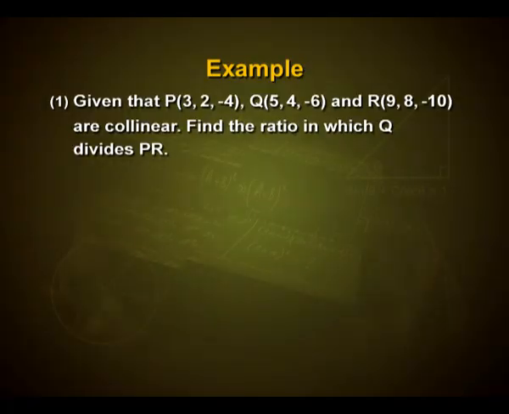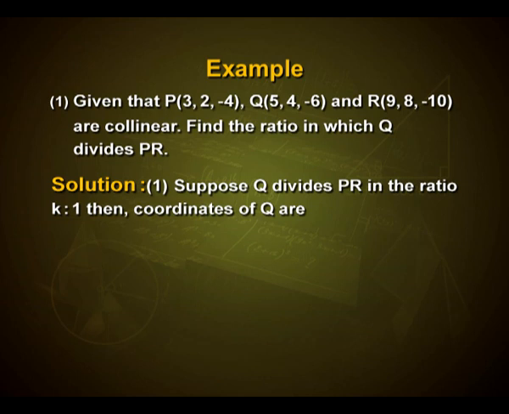Now, we have an example here. Given that P (3, 2, minus 4), Q (5, 4, minus 6) and R (9, 8, minus 10) are collinear, find the ratio in which Q divides PR. Look into the solution here.